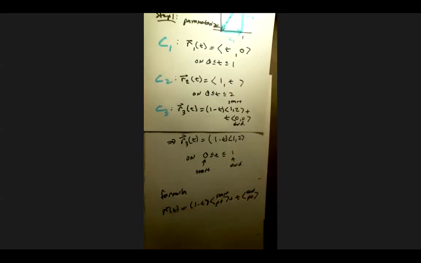Questions about where our parameterizations for C1, C2, or C3 came from? Dusty: Did you reiterate where you got the 1 minus t again for the C3? It's from the formula. It's something that we've played with in the past, but it's from the formula that's in the notes. Let me see if I can show it.